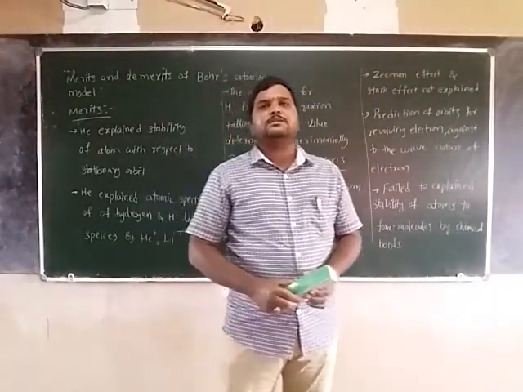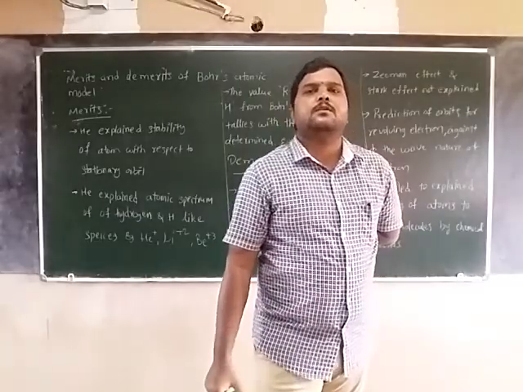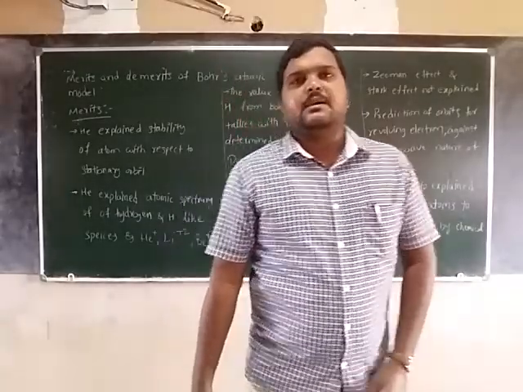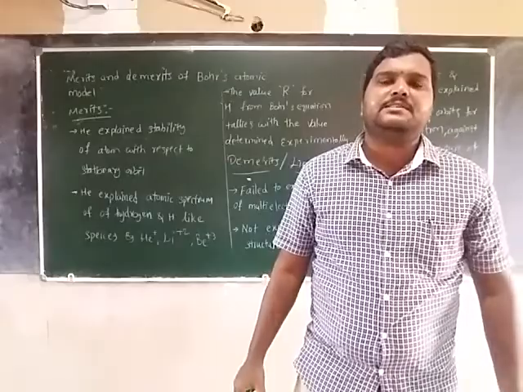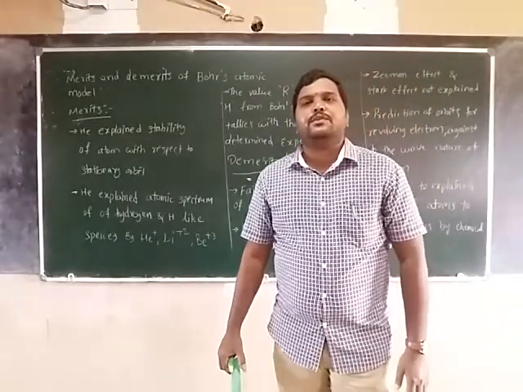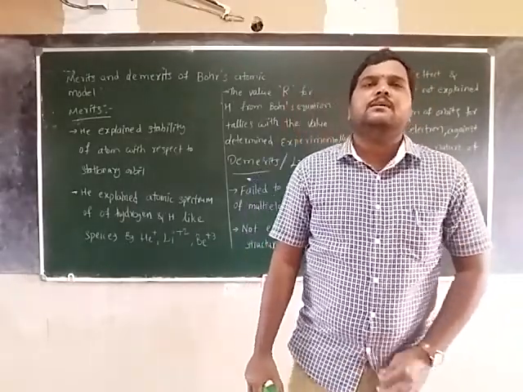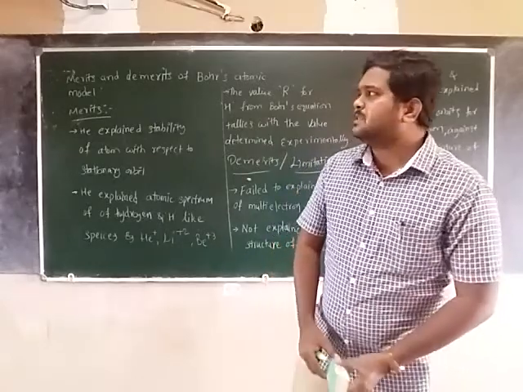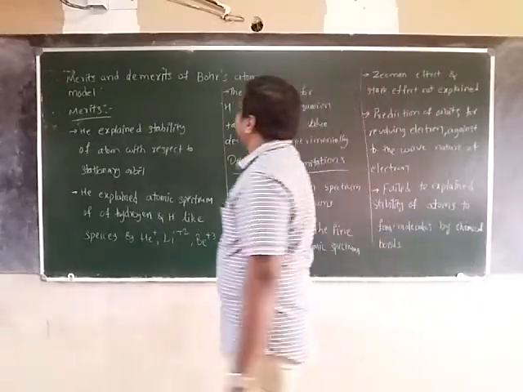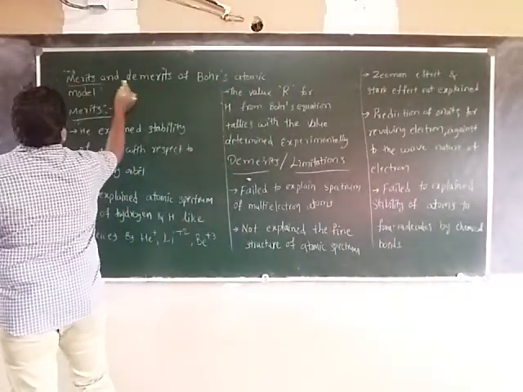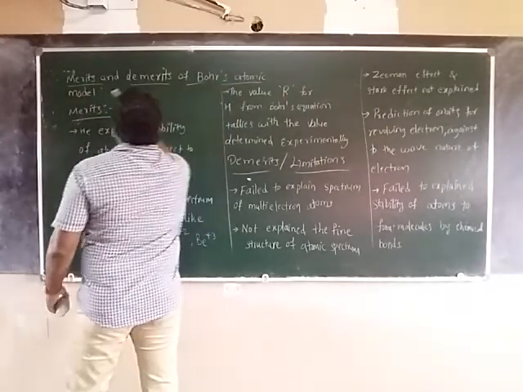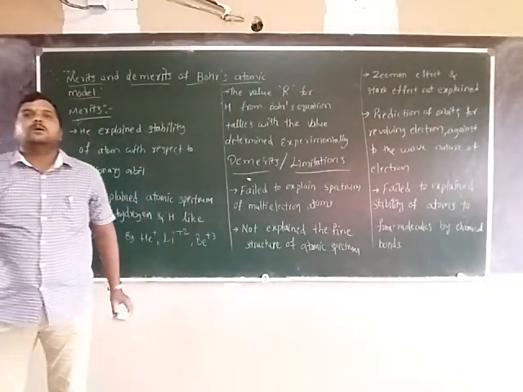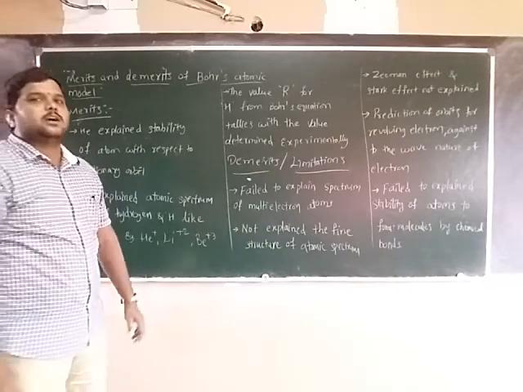In the last class, we discussed Bohr's atomic model. What are the important points? Expressions for the radius of the orbit, derivation of Rydberg's constant, and the formula for the velocity. So now we will see the merits and demerits of Bohr's atomic model. What are those merits and demerits?